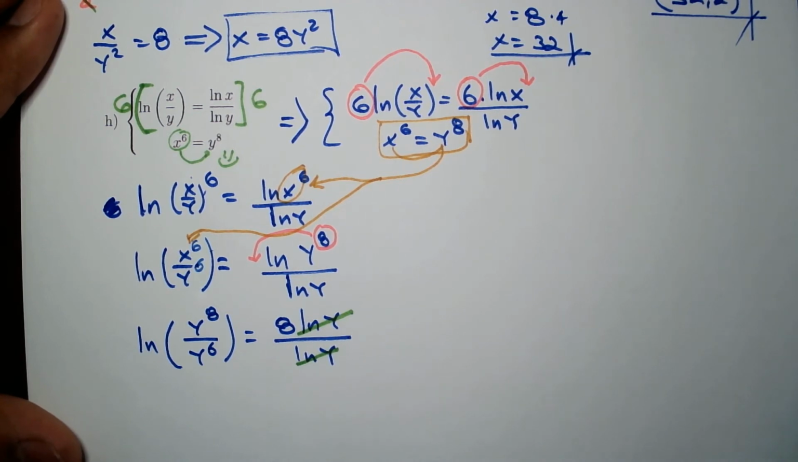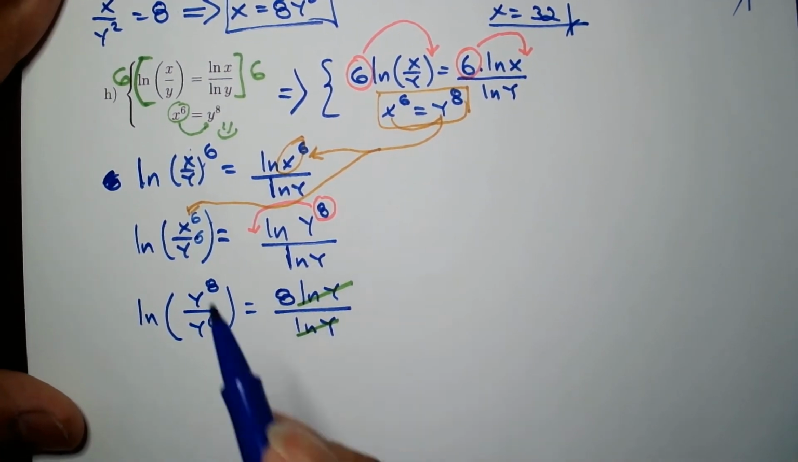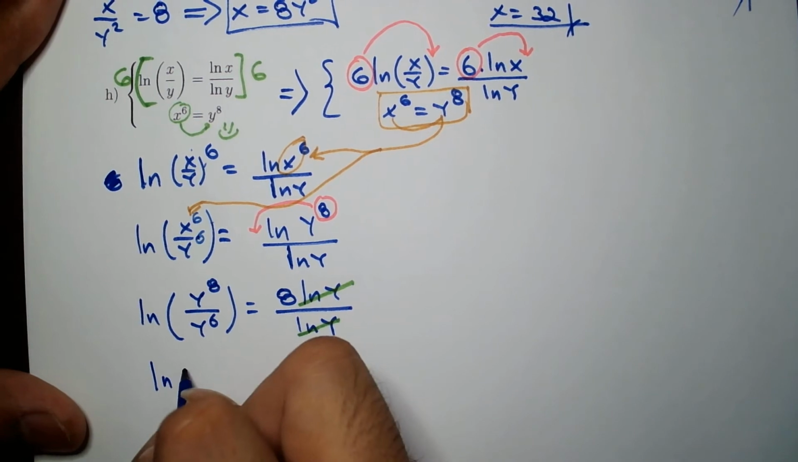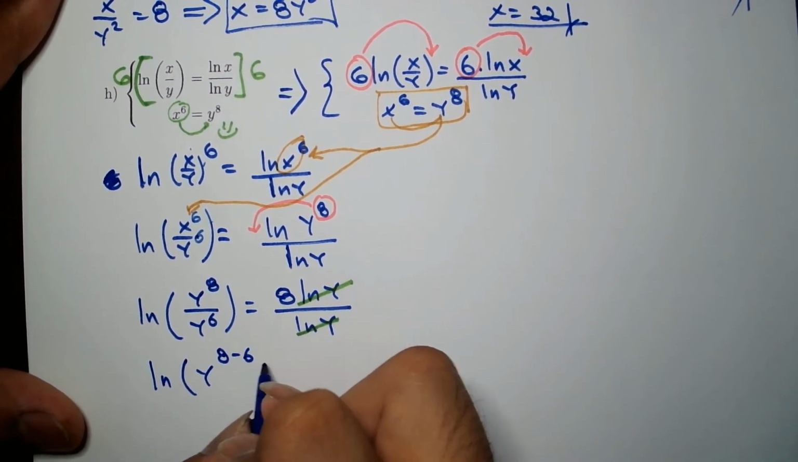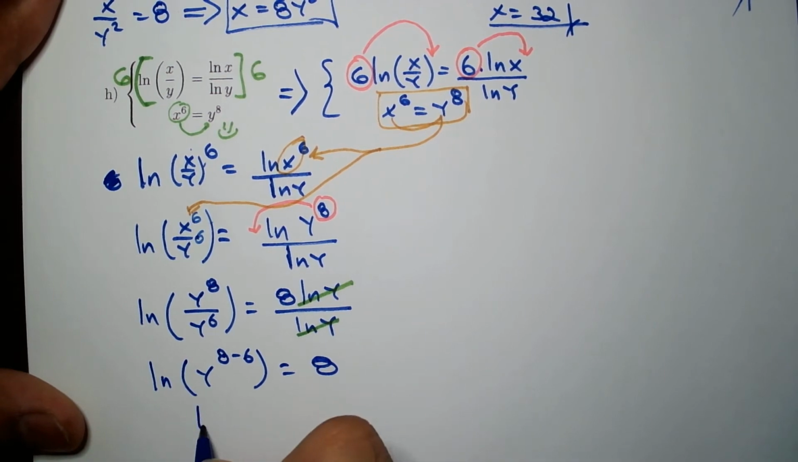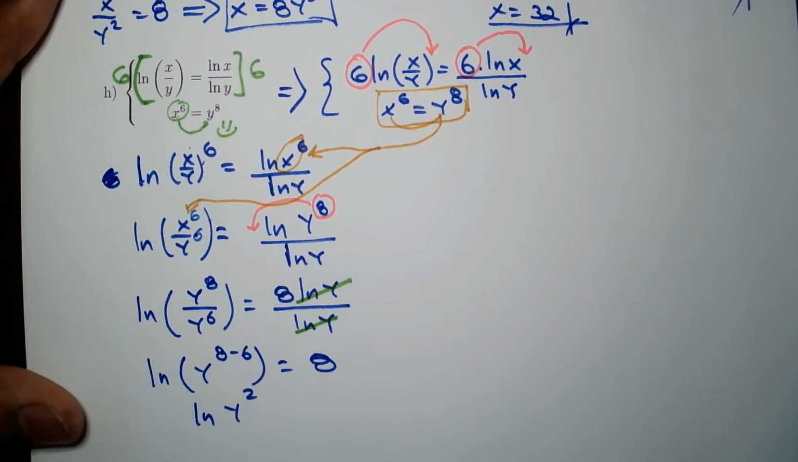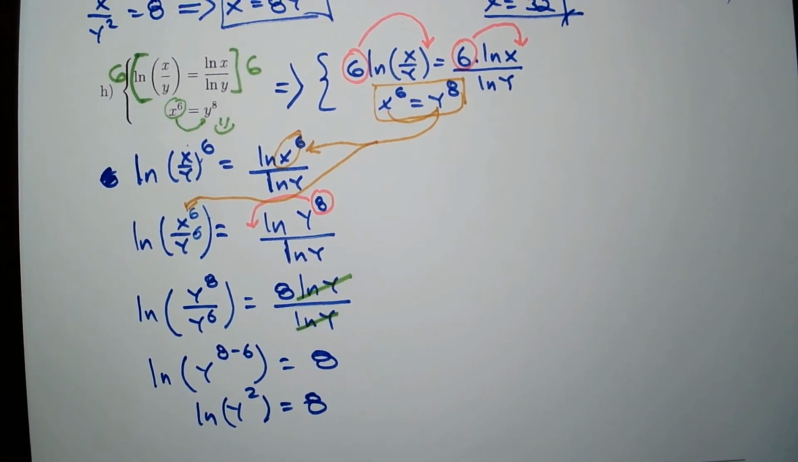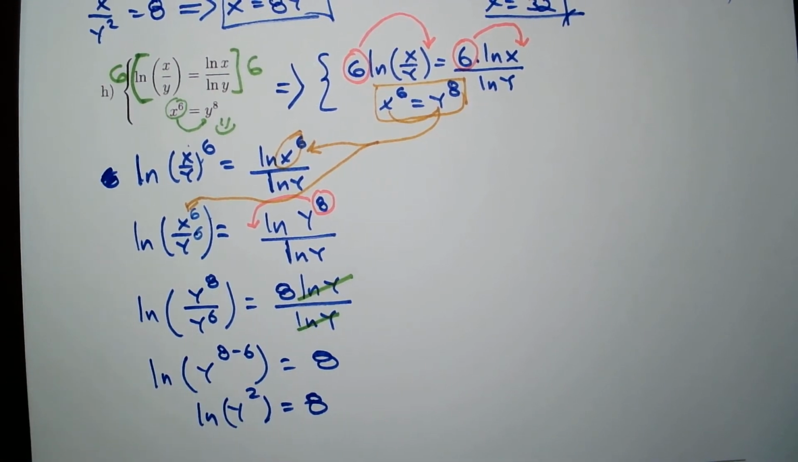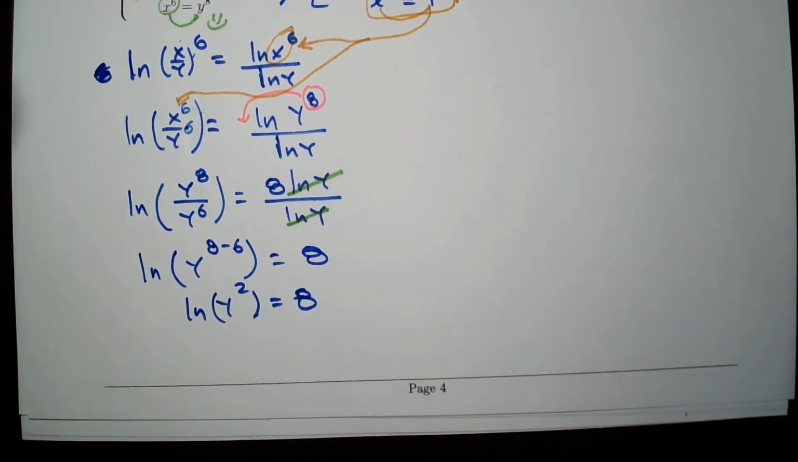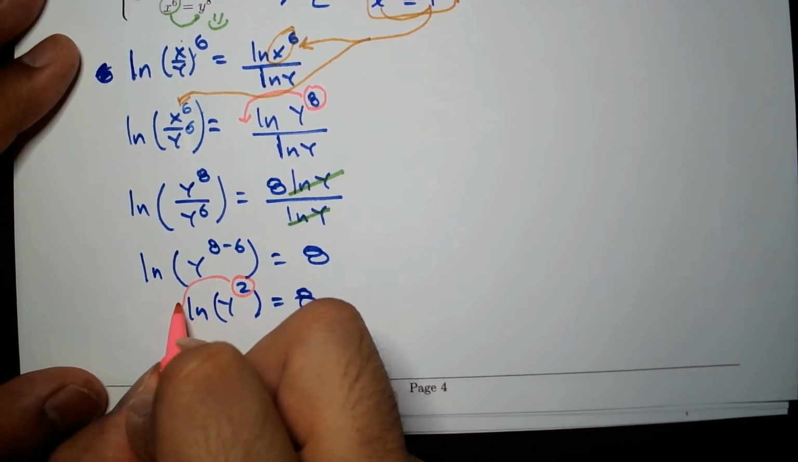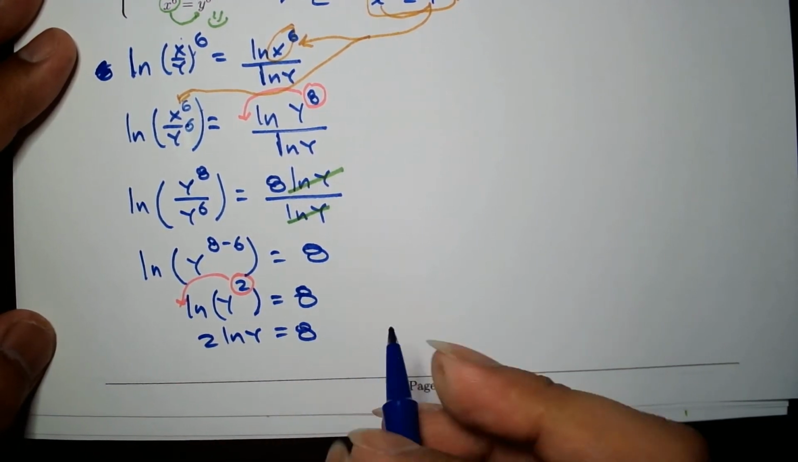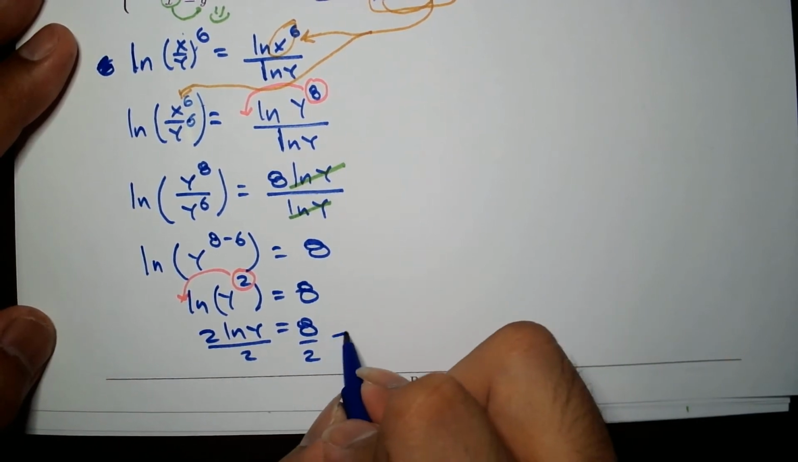On the left-hand side of the equation, y to the 8th divided by y to the 6th is the same as saying ln of y to the 8th minus 6, and that's ln of y squared, equals 8. So we are a step away from getting y by itself. No, I'm not going to do a quadratic equation. What I'm going to do is also this smackdown process. That's 2 ln of y equals 8, and divide both sides by 2.